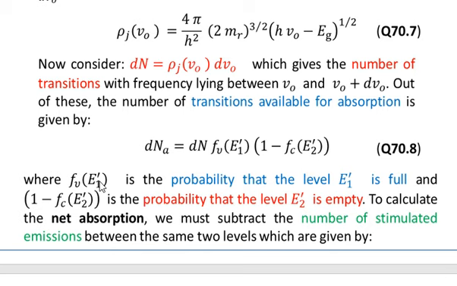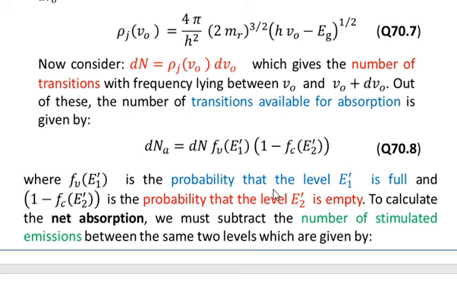Where Fv of E1 prime is the probability that the level E1 prime is full, and 1 minus Fc of E2 prime is the probability that the level E2 prime is empty, because we are using 1 minus Fc of E2 prime. So this stands for the probability that the level E2 prime is empty. So under that condition, you see that we are considering the lower level E1 prime's probability to be full, and we are considering the level E2 prime to be empty, so that we can consider the absorption from the level E1 prime to the level E2 prime.